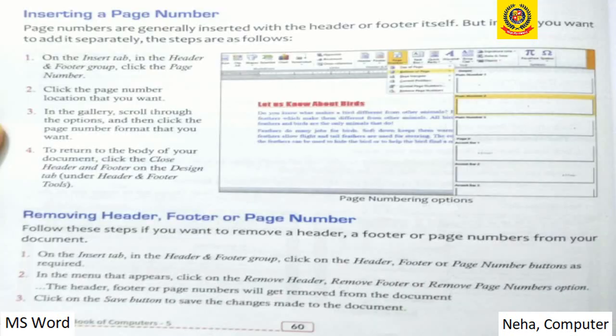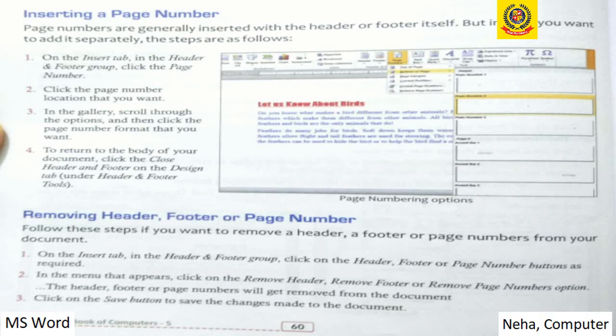Next comes inserting a page number. Like in our book, we have page numbers at the footer portion. So we can add a page number to our Word document also to show the sequence of our document. As if we are having 10 pages, we can sequence it from 1 to 10 with the help of inserting a page number.